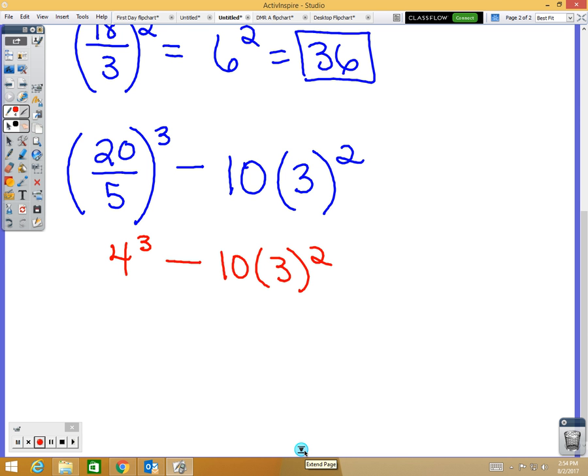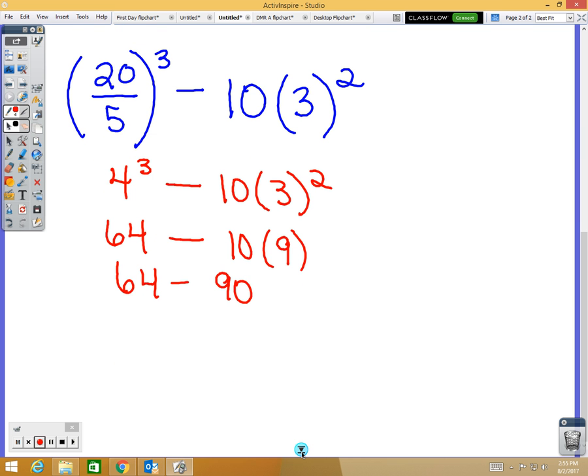Now let's do exponents. So this is 4 times 4 times 4. 64. What is that exponent for? Should I do 10 times 3 and then do that to the second power? I need to do 3 to the second power first. So 3 times 3 is 9. So I really need to do 10 times 9. Now I'm going to do 64 minus 90.